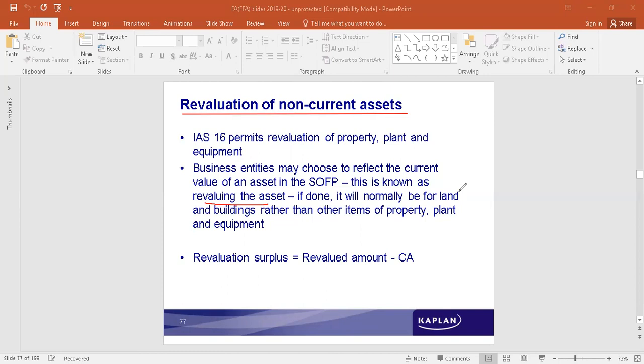If done, it is normally for land and buildings rather than other items of property, plant and equipment, revaluing them and showing them at the fair market value. When the value appreciates, that increased value will be reflected in the books of accounts. Other non-current assets like property, plant and equipment, we don't see the value increase, but rather it decreases because of technological changes. The value of these things either stays the same or decreases.